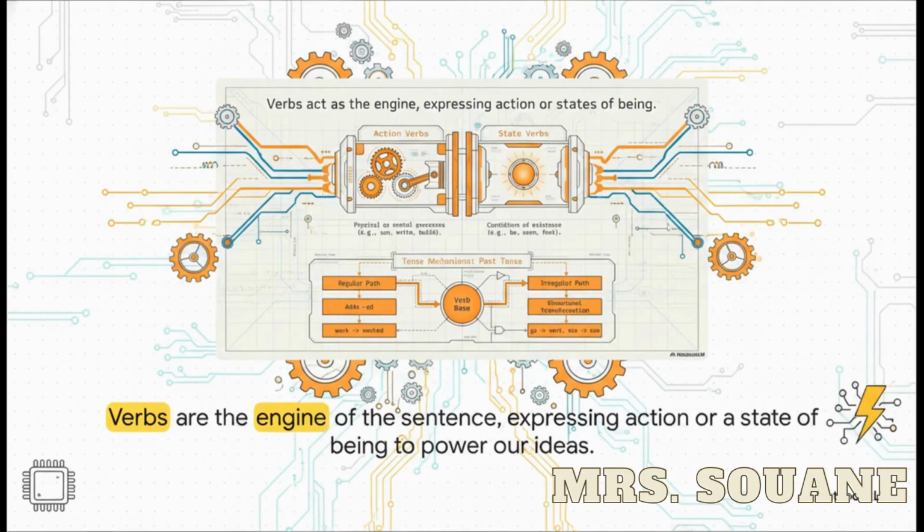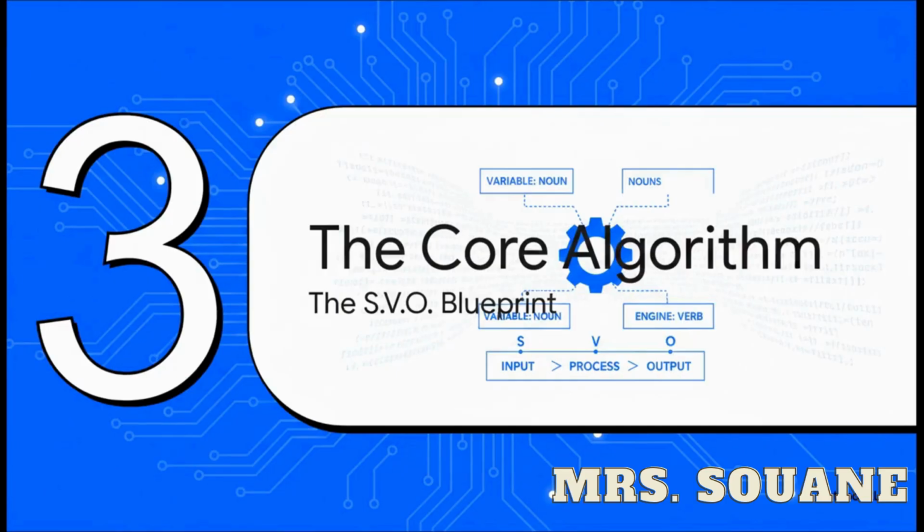Okay, next up, we need some power. That's where verbs come in. Verbs are the engine of your sentence. They're the functions that actually do stuff. You've got your action verbs, things like run, write, compile, and then you have your state verbs, which describe a condition, like be, seem, or feel. All right, so we've got our core components, nouns as our variables and verbs as our engine.